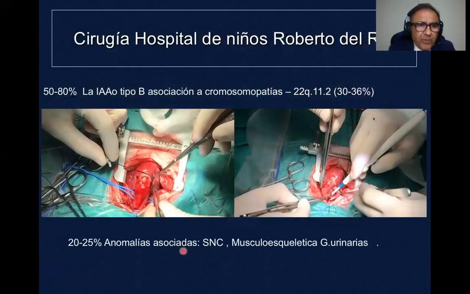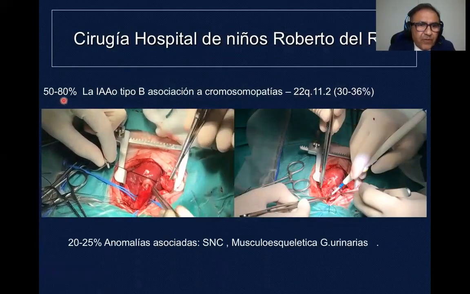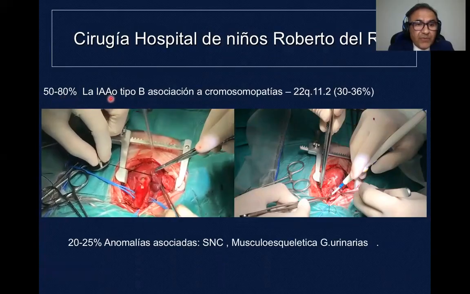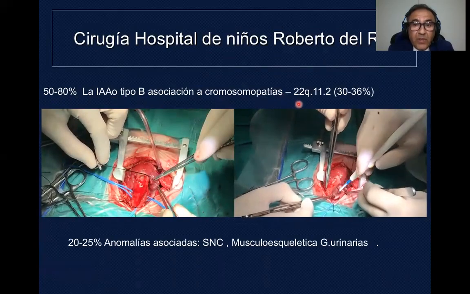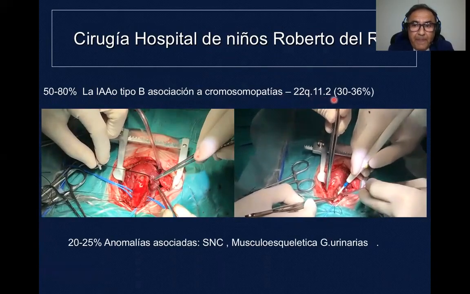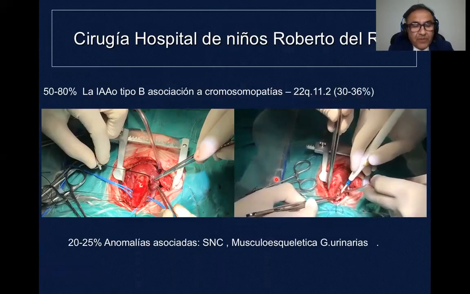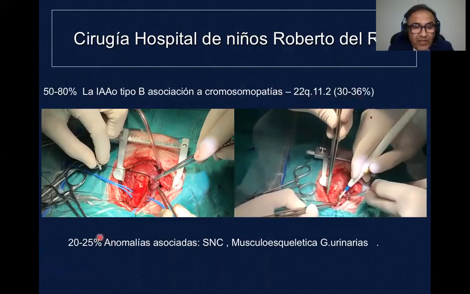Type B interrupted aortic arch is associated with chromosomal abnormalities in 50–80% of cases, and it is also associated with genetic syndromes such as 22q11 in 30–36% of cases. It is also associated with extracardiac anomalies, such as those of the central nervous system, such as I mentioned, agenesis of the corpus callosum, musculoskeletal, gastrointestinal, genitourinary, and also some rare syndromes.